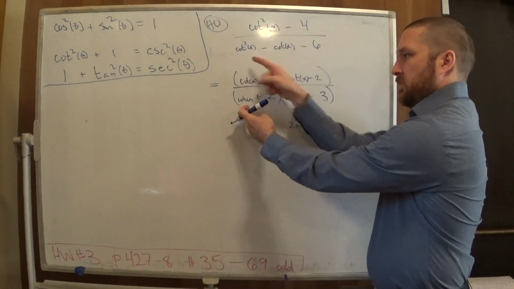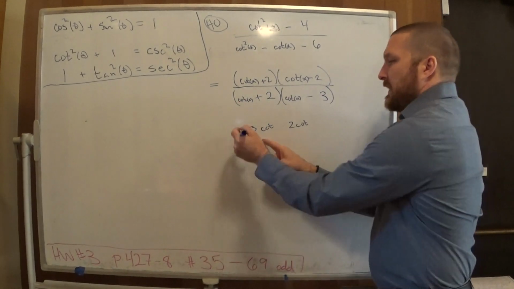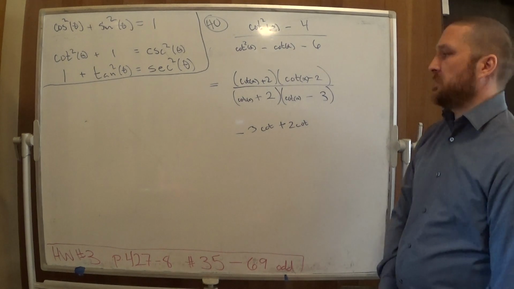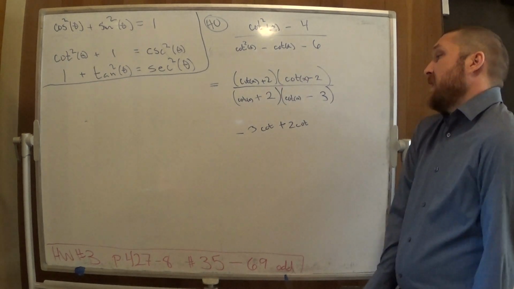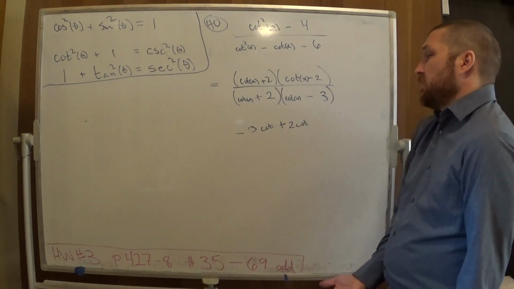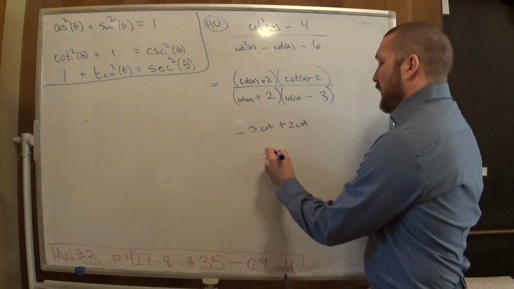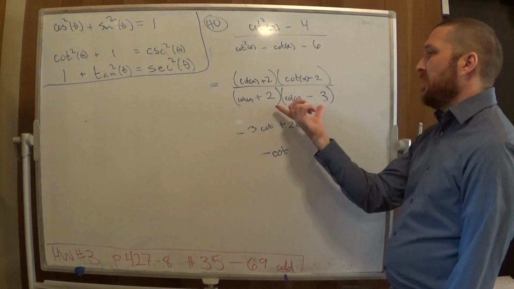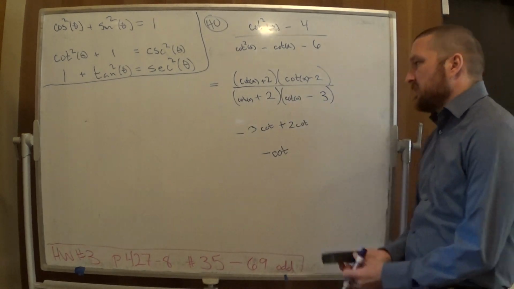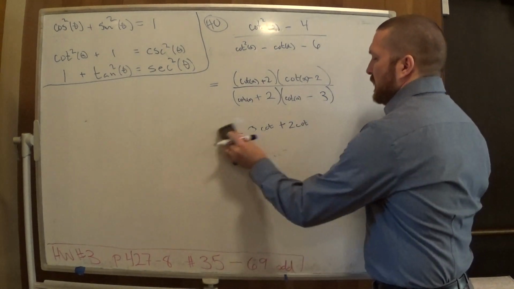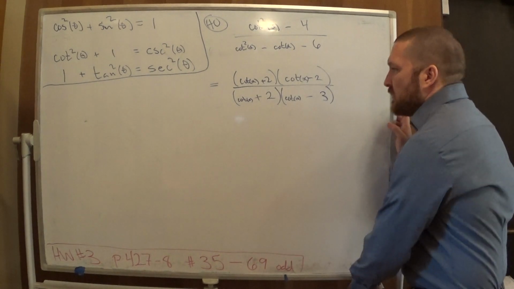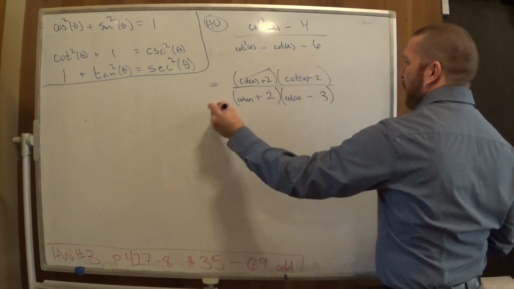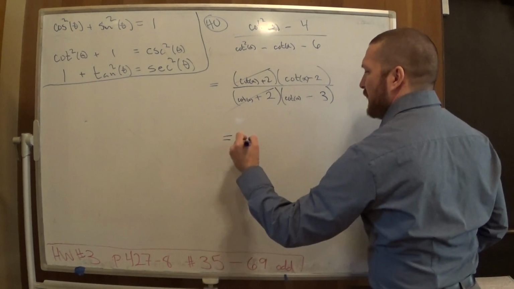Cotan times cotan gives me the cotan squared. Outer gives me minus 3 cotan. Inner gives me plus 2 cotans, or apples. 3 apples, minus 3 apples, plus 2 apples gives me minus 1 apple. So minus 1 cotan, minus cotan. There you go. And then the last gives me plus 2 times minus 3, which is minus 6. So does anything cancel? No. Okay, and so now we got this.